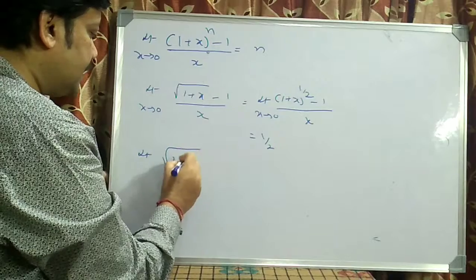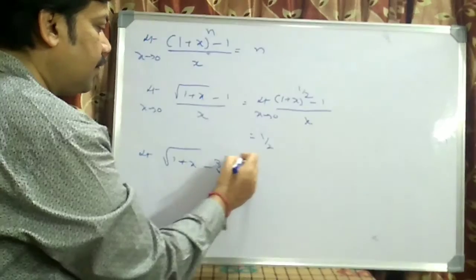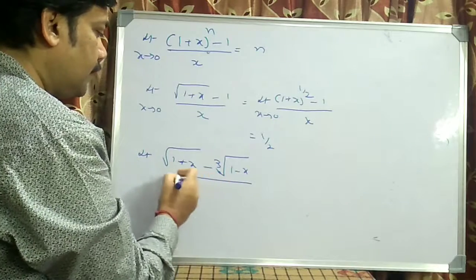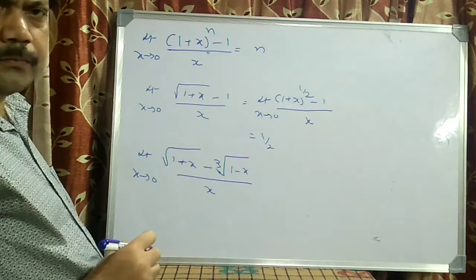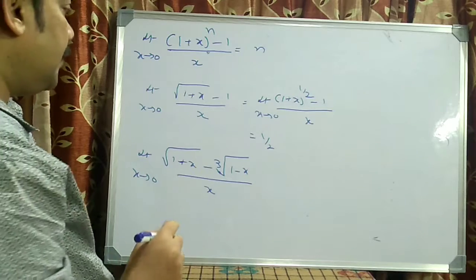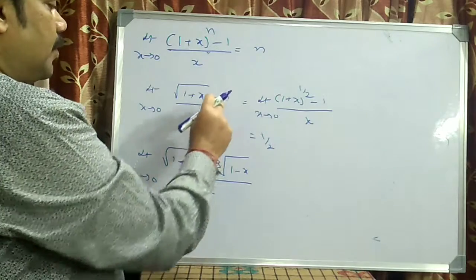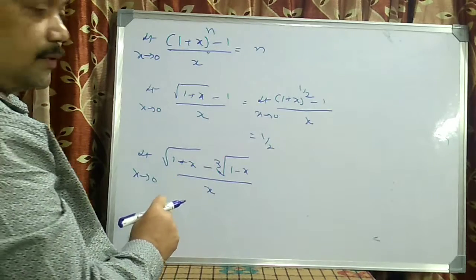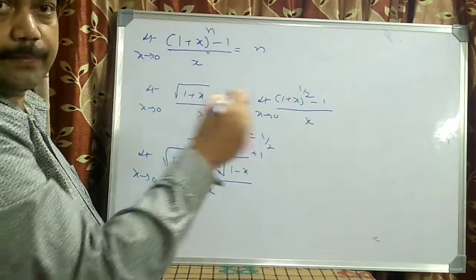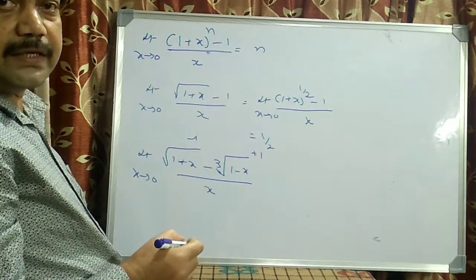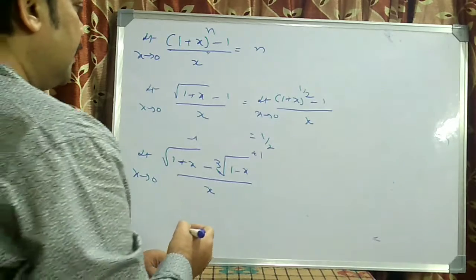Limit of root of 1 plus x minus cube root of 1 minus x, whole by x, as x tends to 0. If you observe, I am having two different terms. I am not having minus 1 here. The specific property here is minus 1 only. So I give minus 1 to each term. Like in the previous one, for cos x I gave minus 1 and plus 1, here also I am giving plus 1 and minus 1.